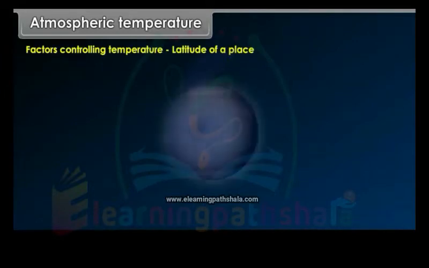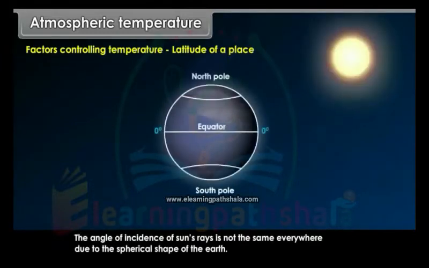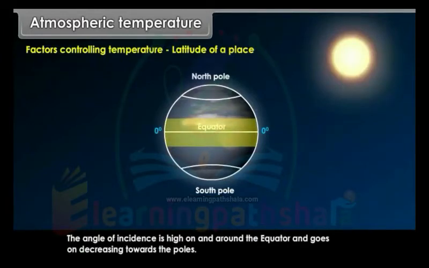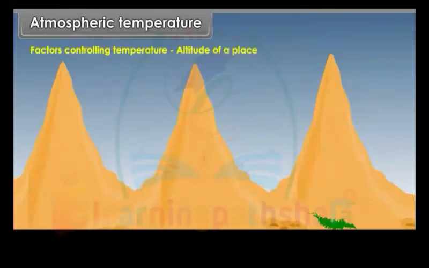Latitude of a place. The angle of incidence of sun's rays is not the same everywhere due to the spherical shape of the earth. The angle of incidence is high on and around the equator and goes on decreasing towards the poles.